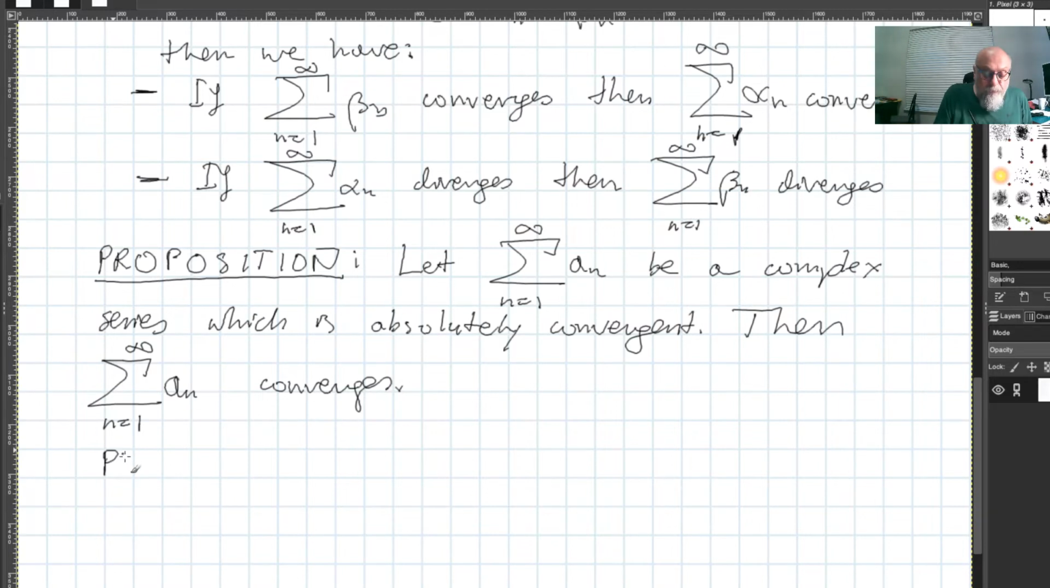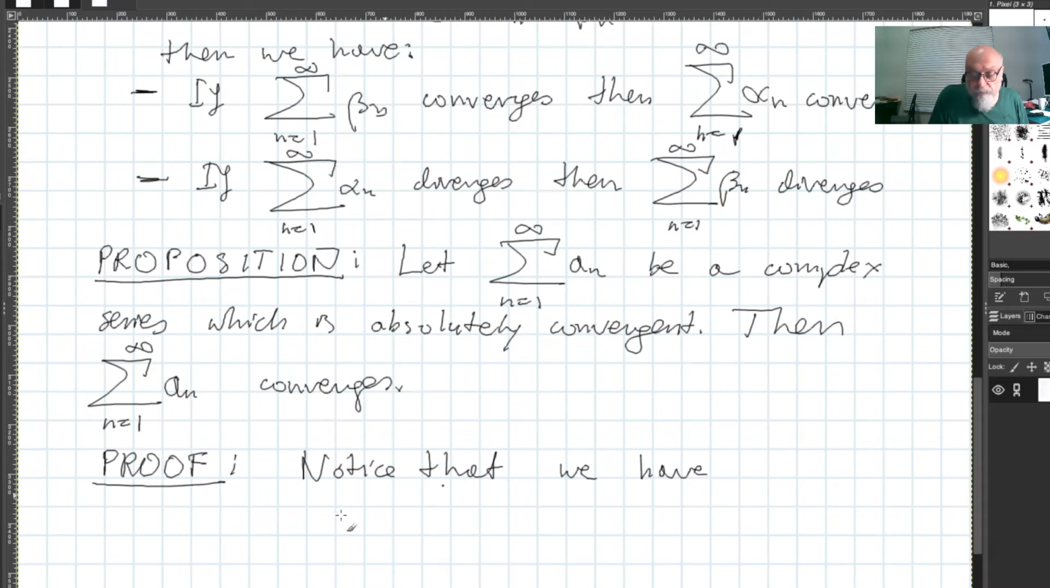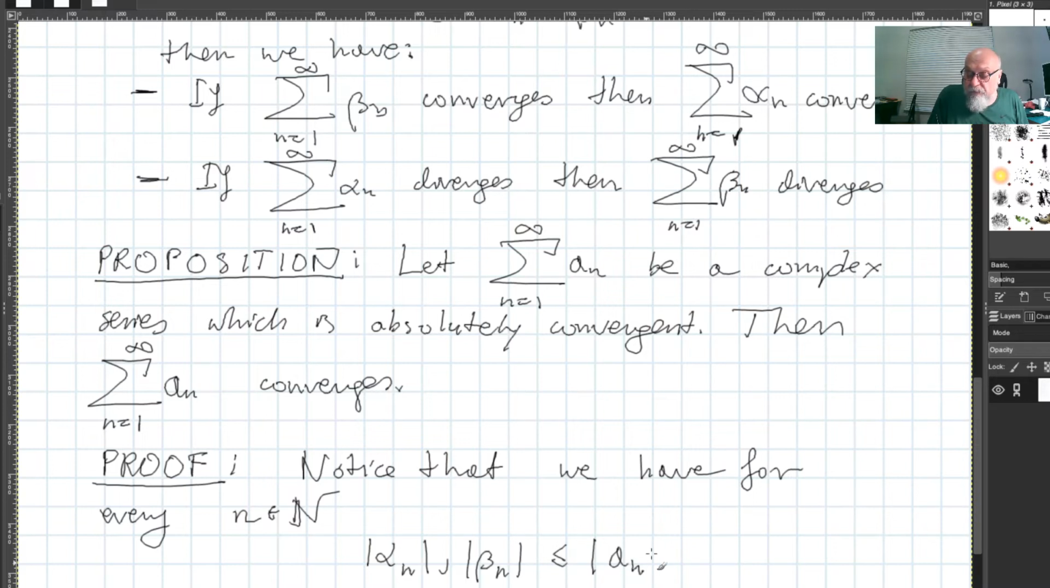So I do the proof, which is elementary, based on the above comparison test. Notice that for every n belonging to the natural numbers, we have the absolute value of alpha_n and the absolute value of beta_n smaller or equal than the absolute value of a_n.